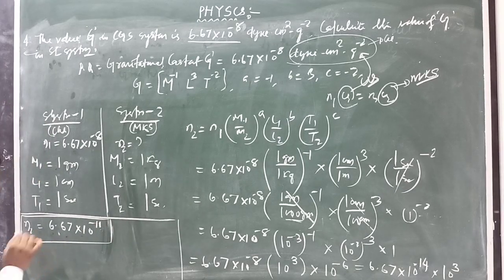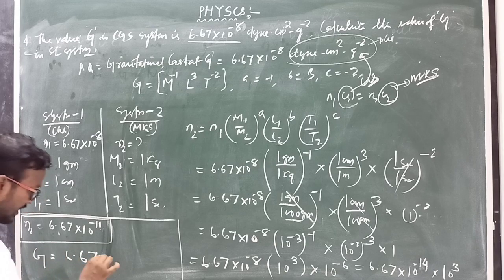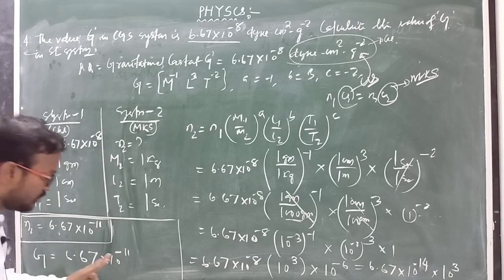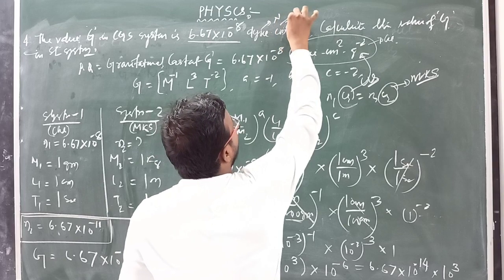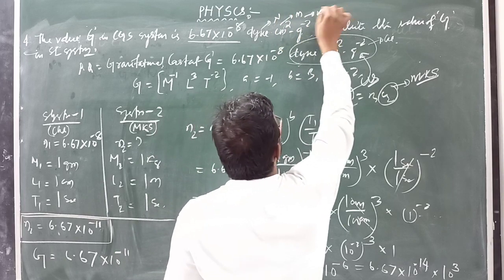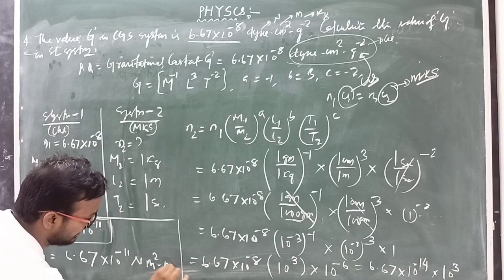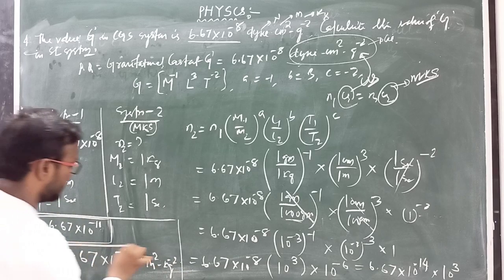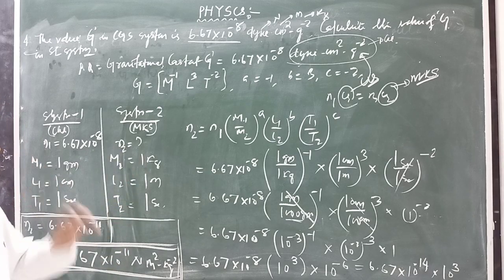So we can write the value of the gravitational constant G in the SI system or MKS system, which is equal to 6.67, because this is the numerical value, into 10 to the power minus 11. But you have to write the unit here. Its unit has dyne, so you can write Newton. Centimeter, we can write meter. Gram, we can write kg. So we can write Newton meter square kg minus 2. Clear? So this is the unit of the gravitational constant in the SI system.